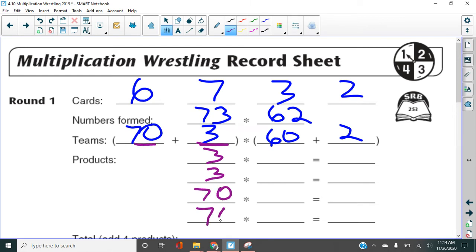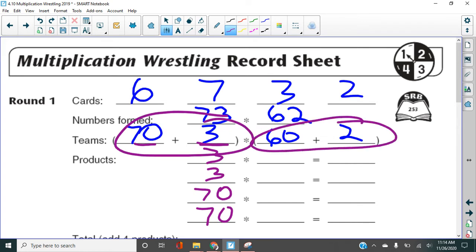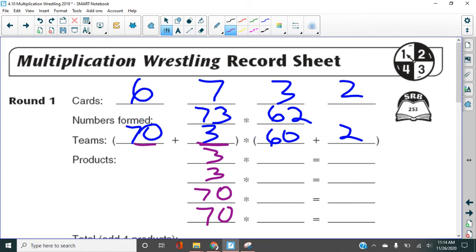You will never have 3 times 70 because those numbers are on the same team. This is a team and this is a team. You do not wrestle your teammate, right? If you're in a wrestling match, you don't punch your teammate in the face. They would be mad. So they always are going to go against the other team. The other team's over here, right?